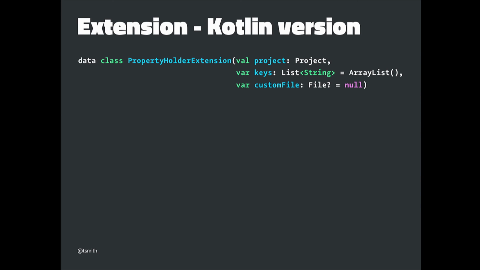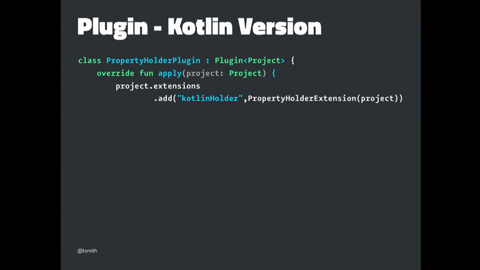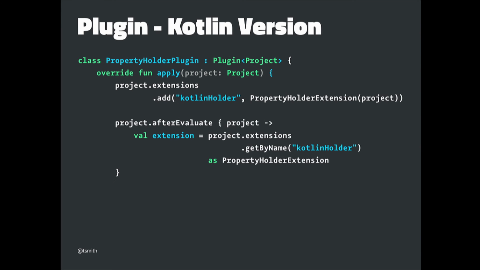Here's our version of the POJO as a Gradle extension that uses the data class from Kotlin. So it's also quite a bit lighter. We're now looking at the plugin class. Similar to before, we want to add the extension to the project. Again, we want to use the after evaluate here to allow the extension to be set in the build.gradle. Well, this is cleaner than the Java example I showed.